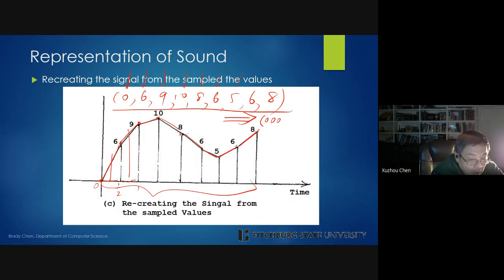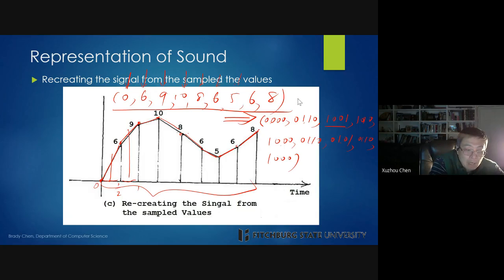So then the first one is going to be 0, 0, 0, 0. The second one is going to be 0, 1, 1, 0, right? The third one is going to be 1, 0, 0, 1. That's 9. 10 is 1, 0, 1, 0. 8 is 1, 0, 0, 0. 6 is 0, 1, 1, 0. 5 is 0, 1, 0, 1. 6 is 0, 1, 1, 0. And 8 is 1, 0, 0, 0. Okay. So we can store this information over here.